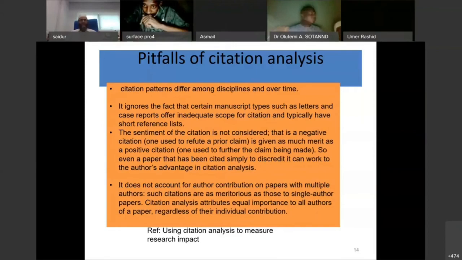It does not account for the author's contribution. So there are 5 authors, so it is not divided. 100 citations is not divided by 5 authors. So this is again some of the drawbacks.